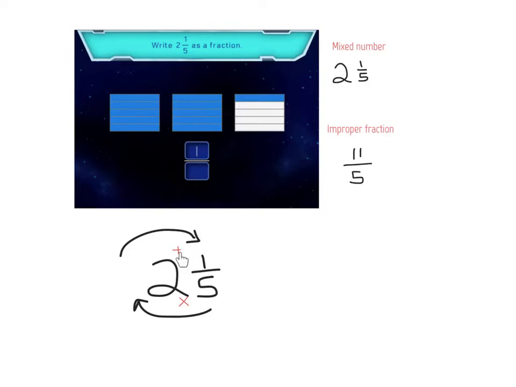And then you just go right around and add that extra 1/5. So it's 5 times 2 plus 1 more. And when you do that operation, you'll come to the conclusion that 11 is your numerator and we keep 5 as our denominator because these are still fifths in the end.